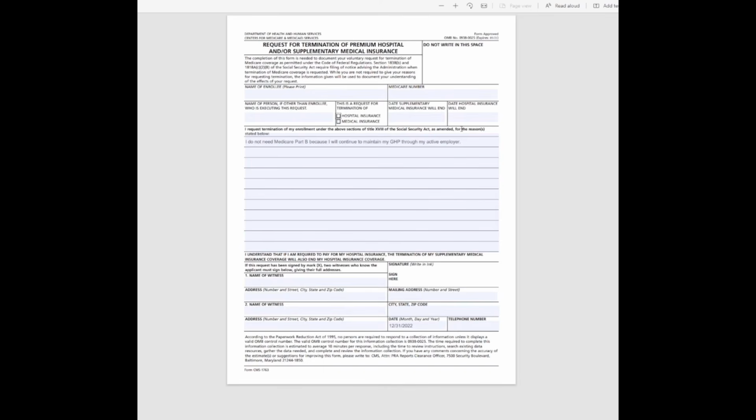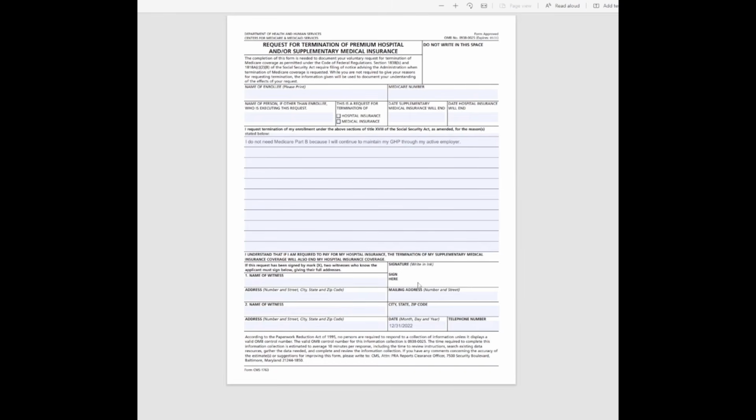The last thing that we're going to touch base on in this form, so we already went over all this, the articulation of why you're doing it, and this little bit right here some people might be reading and confused about: "I understand that if I am required to pay for my hospital insurance, the termination of my supplemental medical insurance coverage will also end my hospital insurance coverage." So again, supplemental medical insurance is referring to Medicare Part B. Hospital insurance is referring to Medicare Part A.